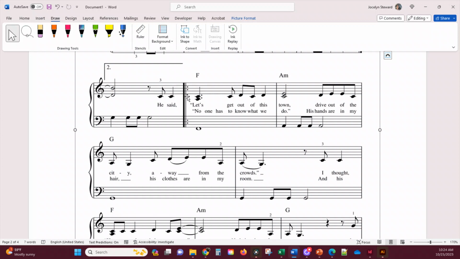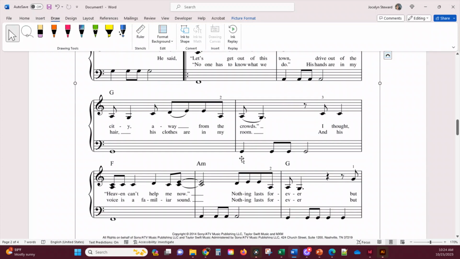He said, let's get out of this. 1, 2, drive out of the city, away from the town crowds. I thought heaven can help me now.